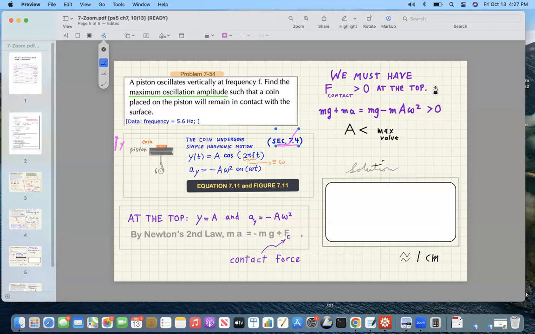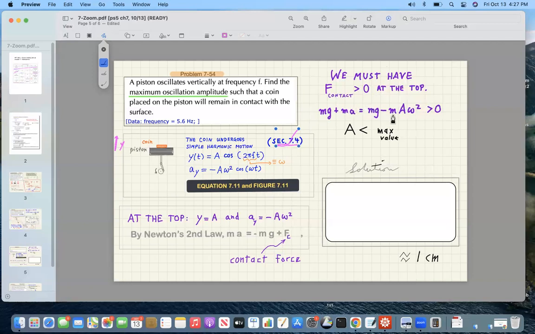If F contact were equal to 0, that would mean that the coin is not in contact with the piston anymore. So that contact force has to be greater than 0. So that means that, let's see, the contact force is equal to mg plus ma. So here's the contact force. That's mg plus ma.